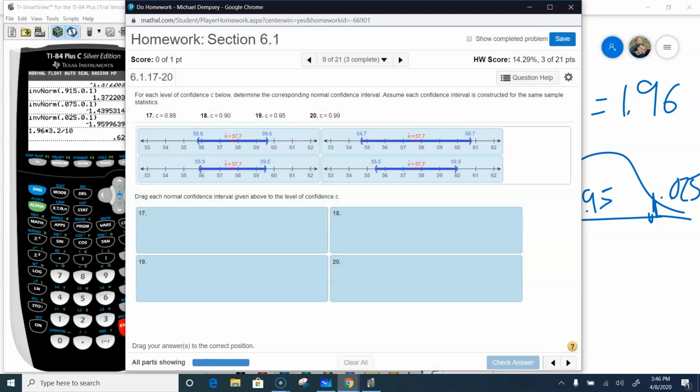Okay. So let's take a look at 9 and we'll think about this one. So we want 88% confidence, 90% confidence. And the way I always explain this to people is like, look, if you had 88% confidence of making a basket, and then I made the basket bigger, you could have more confidence, right? So my 88% confidence interval is going to have to be my most narrow interval. So this one goes from 55.9 to 59.5. I think that is the most narrow.